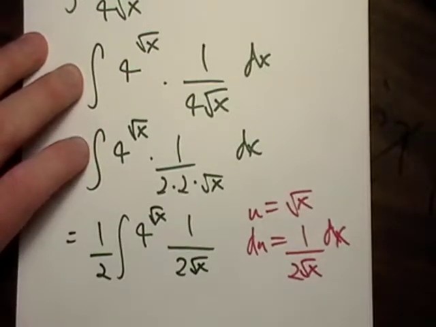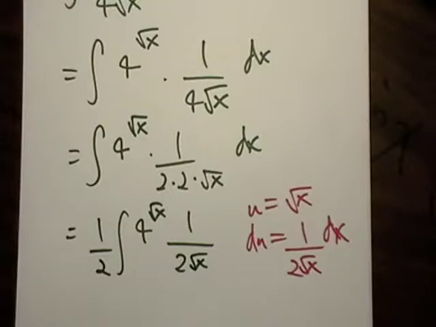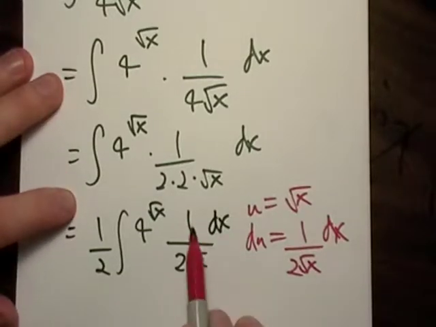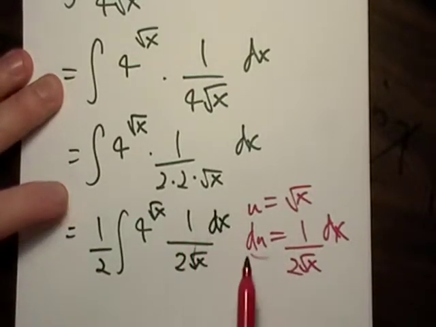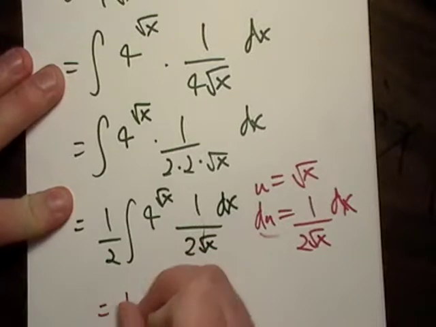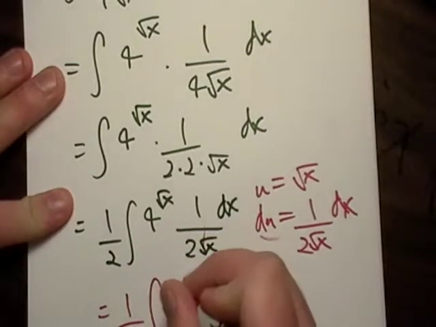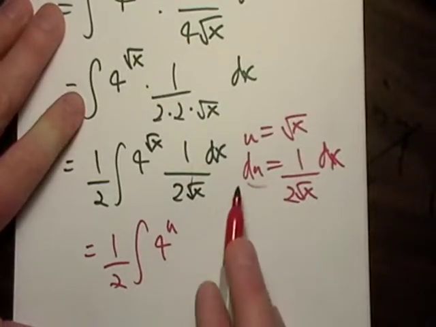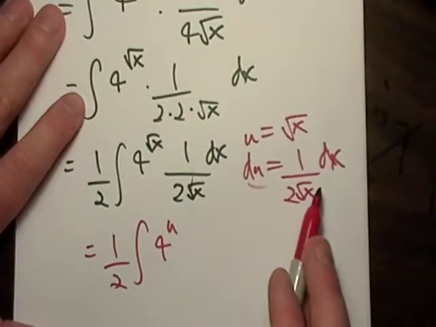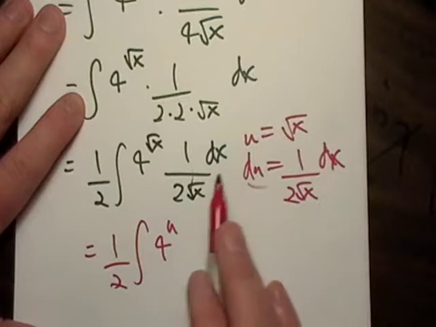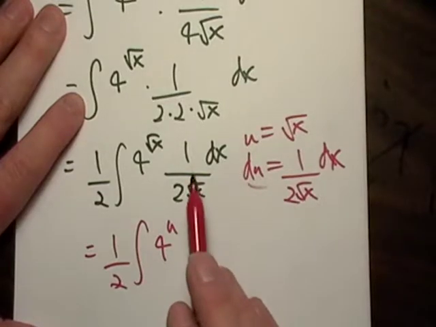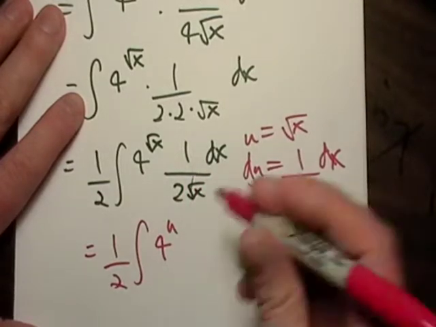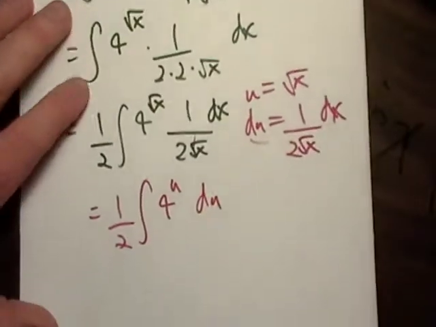Ooh, and I forgot to write my dx over here. My math teacher's gonna kill me. All right, there we go. So here's du right there. So let's just rewrite this. We got 4 to the u because we made the substitution, and then dx. Well, du is equal to this right here, du.